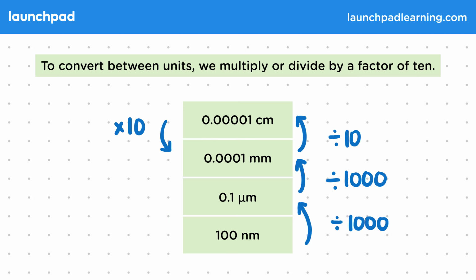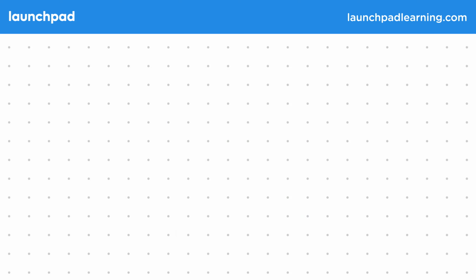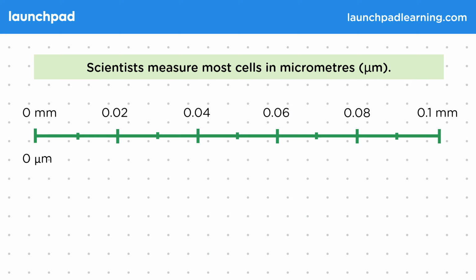Now, if you wanted to go from a millimetre straight to a nanometre, instead of multiplying by 1000 twice, we can just do one step and multiply by 1,000,000. This is the same as doing 1000 times 1000. So now you know how to convert between units, but how do we know which units to use? Scientists measure most cells in micrometers. Remember, when you're converting from millimeters to micrometers, you multiply your value by 1000.